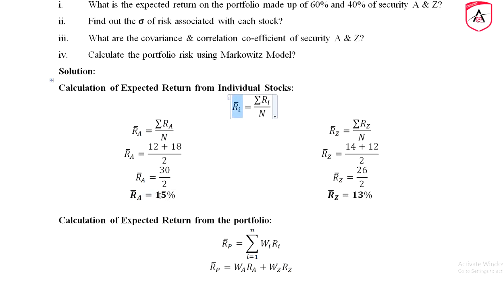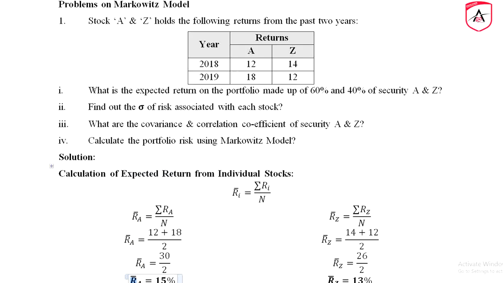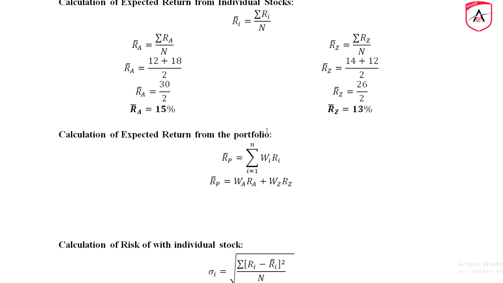So return from stock A from 2 years. See, if you observe here, the returns are completely different in the year 18 and in the year 19. So we have to find out the average returns from stock A. So what we have done here is average return from stock A is 15 and average return from stock Z is 13%, right? So as per this, we have found out the expected return, and we have to find out the return from portfolio now.